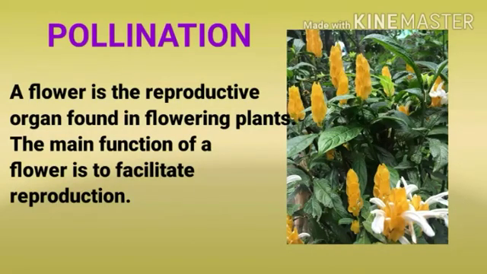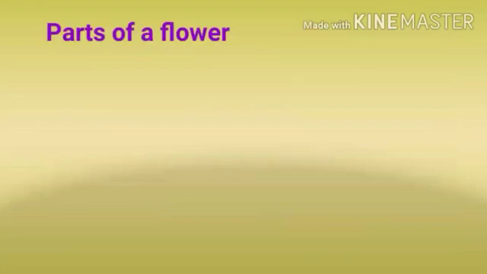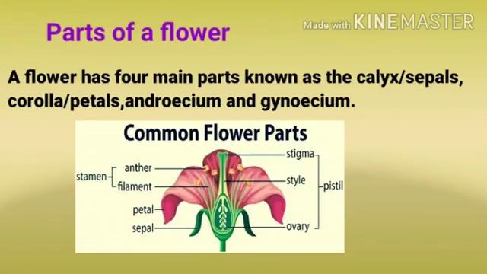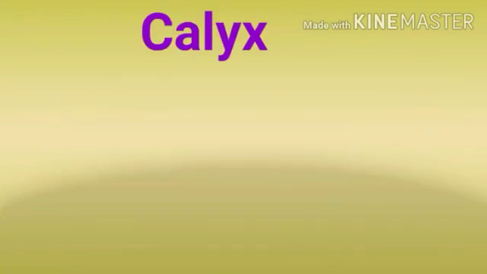Before knowing pollination, first let us know about the parts of a flower. Now, parts of a flower. A flower has 4 main parts known as the calyx or sepals, corolla or petals, androecium and gynoecium.